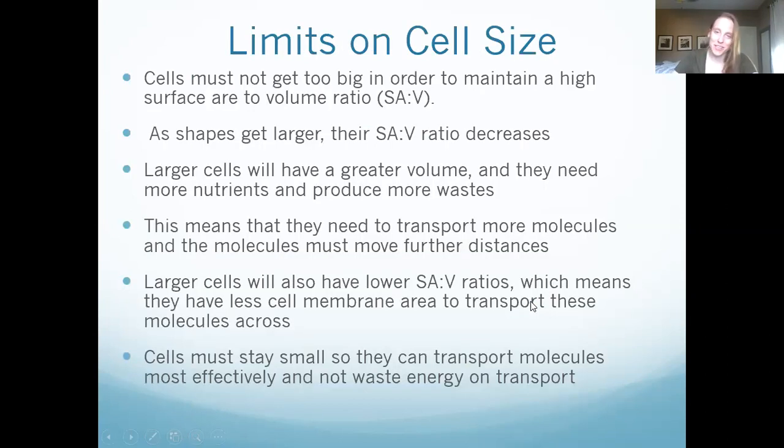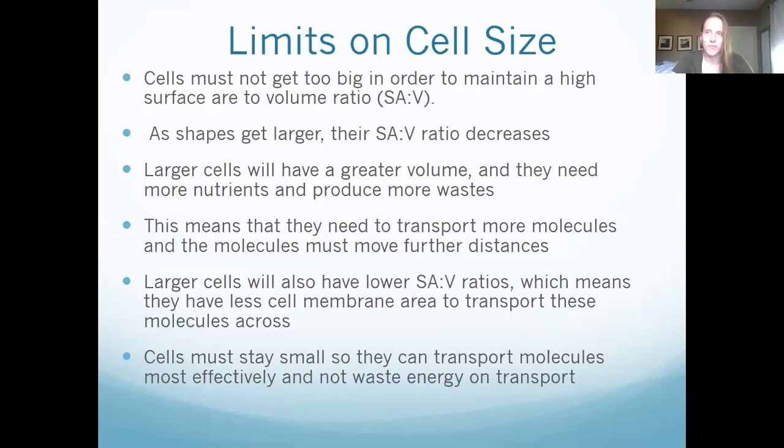The last thing I do want to quickly touch on that's not related to transport, but is related to the function of a cell membrane, is limiting cell size. If cells get too big, if their surface area to volume ratio becomes too small, they don't function as efficiently. So the smaller the cell, the higher its surface area to volume ratio. It essentially means you have a lot of surface area for a small volume.